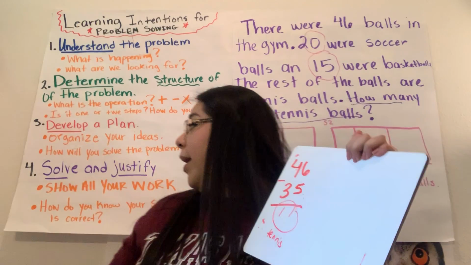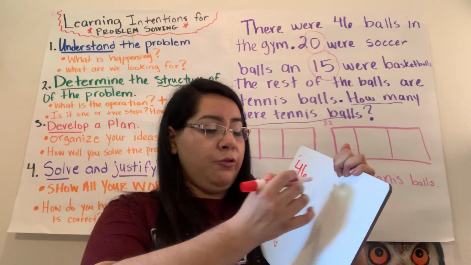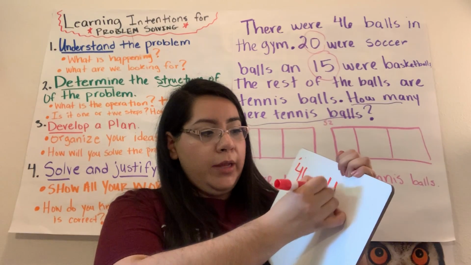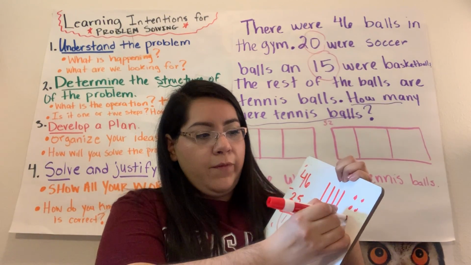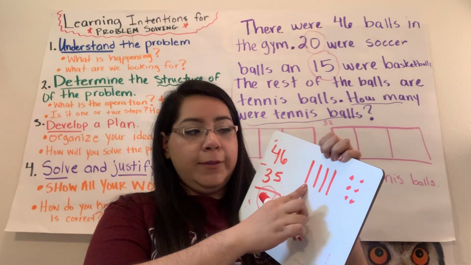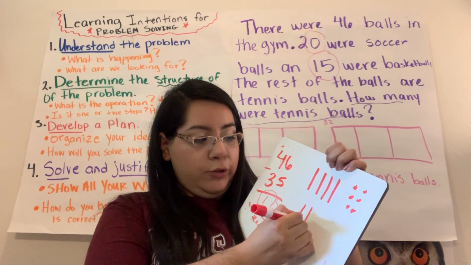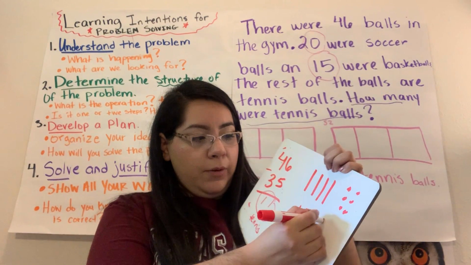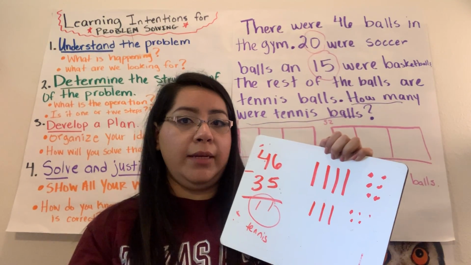But then I'm going to say, how do you know your solution's correct? I'm going to use my place value blocks. 1, 2, 3, 4. 1, 2, 3, 4, 5, 6. These are my place value blocks, okay? We have rods, and then we have the dots. For this one, it's 1, 2, 3, and then 1, 2, 3, 4, 5. That's how you would be representing it.